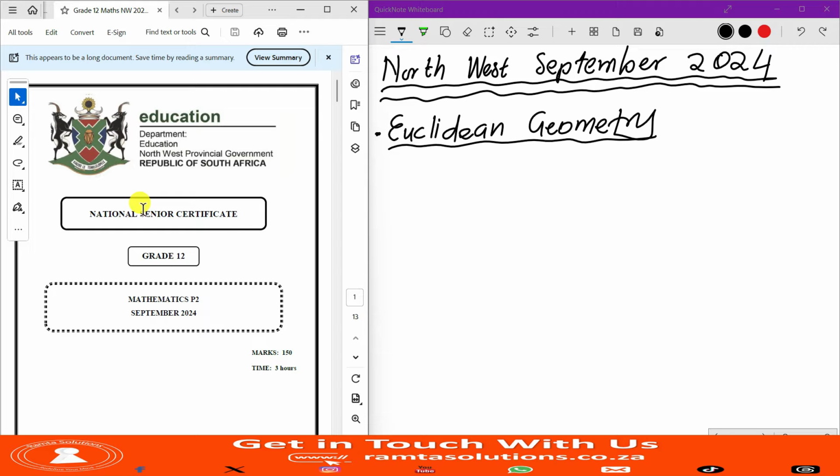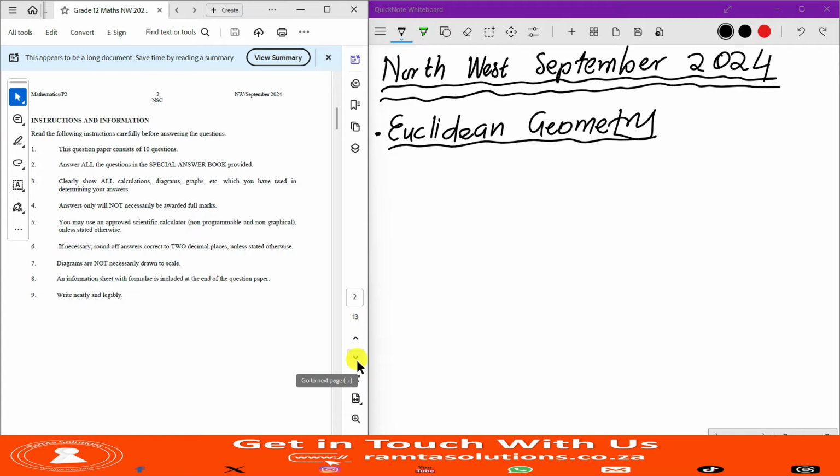Today we are going to focus on the Northwest Province's September 2024 math exam. Because this is a past exam paper, it's important that we read the instructions. But please note, I'm not going to read all of them. However, all the instructions are important.